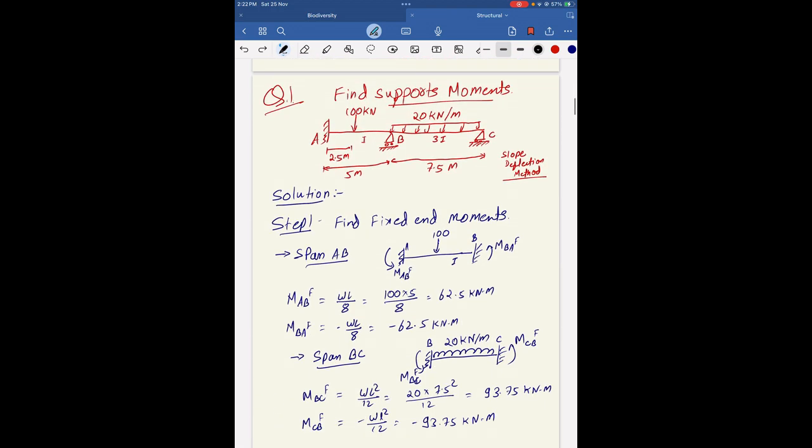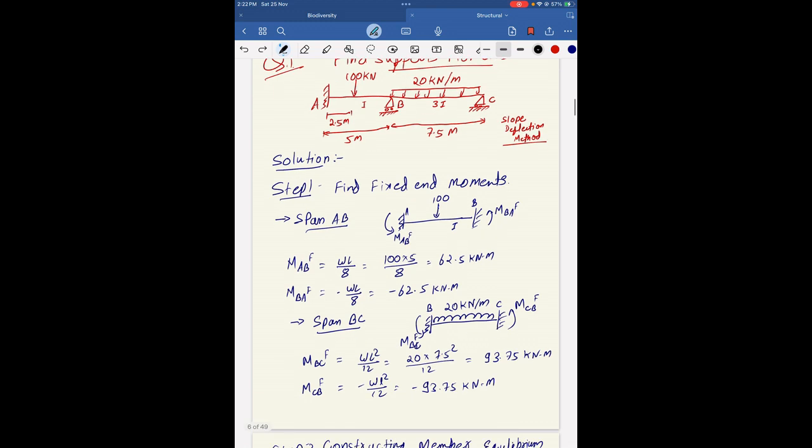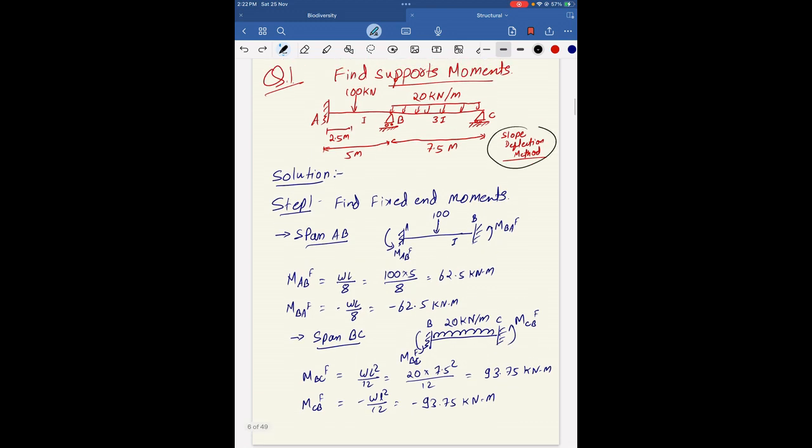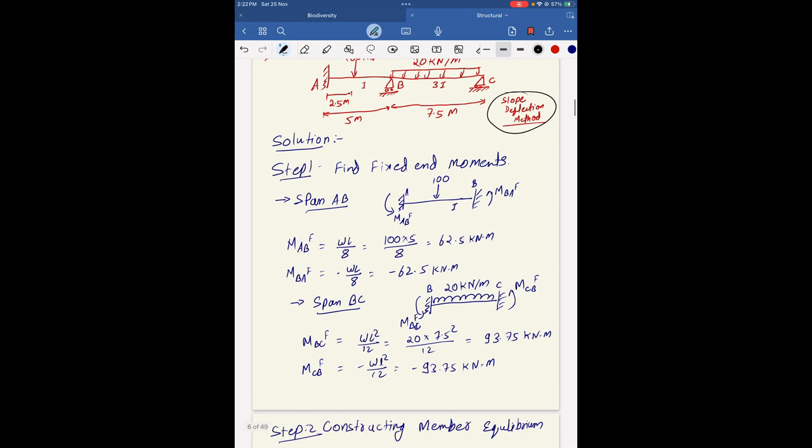For question number 1, we have to find the support moments of this beam. A is the fixed support, B and C are roller pin supports. We will solve this through the slope deflection method. For this, first we have to find the fixed end moment.